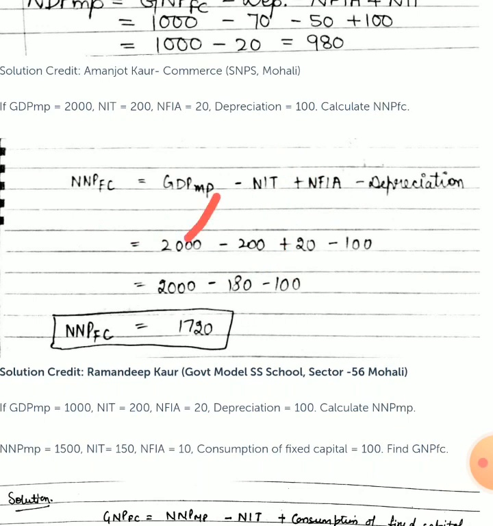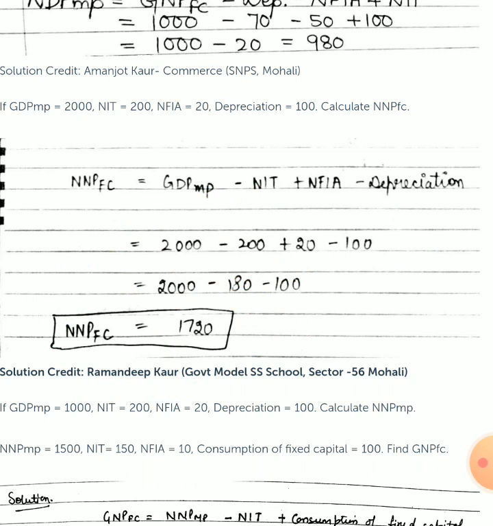To change gross into net, we will subtract the depreciation. To change domestic into national, we will add NFIA. To change MP into FC, we will subtract NIT, and the value is 200. So we will calculate all the values and we will get NNPFC, which is 1720. So this is how we'll change the values.